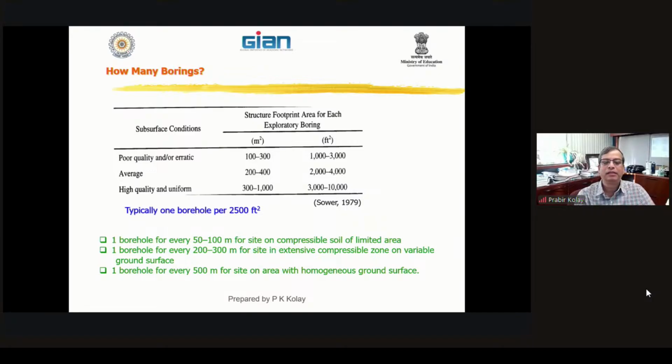So as you have seen, if the soil is very poor or erratic, because the soil properties vary, then you need to use a smaller area. You need to do more boreholes, right? If you have very high quality or uniform soils, similar types of soils, then you can increase the area and reduce the number of boreholes. So you see here: one borehole every 50 to 100 meters of site for compressible soil of limited area. Then one borehole for every 200 to 300 meters, compressible zones of various ground surface. And then one borehole every 500 meters on a site of homogeneous ground. So the soil is homogeneous, uniform, so no need to do more boreholes.